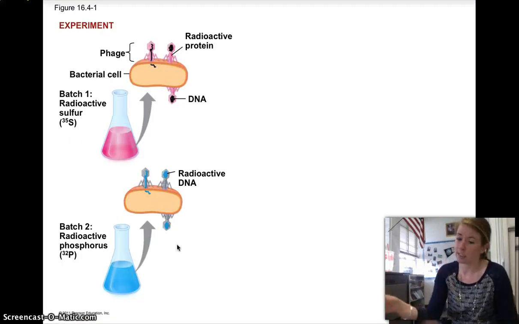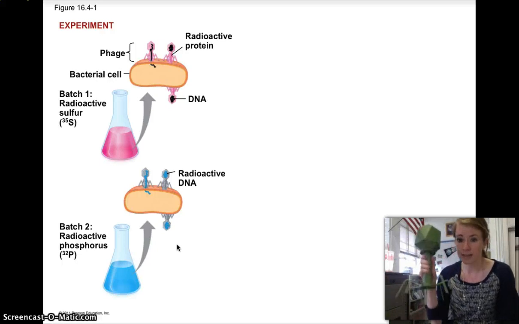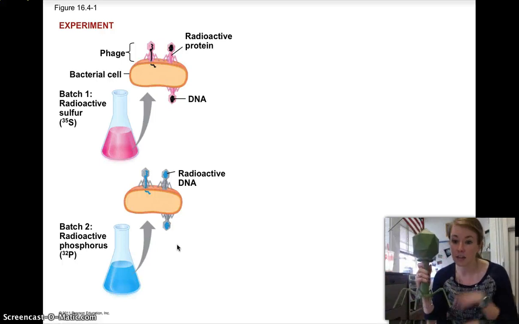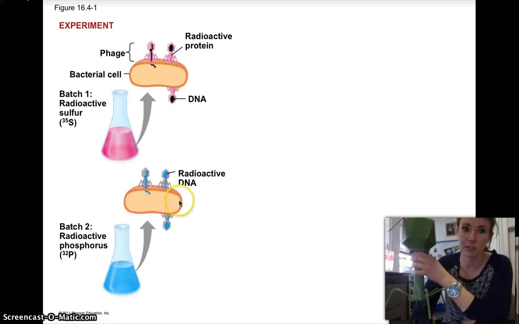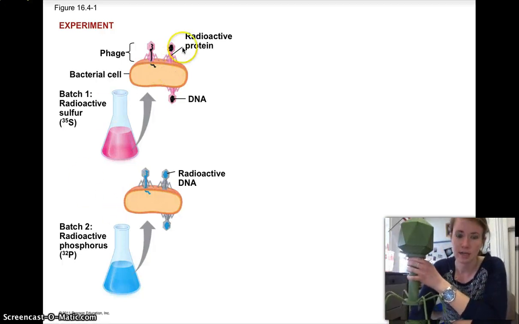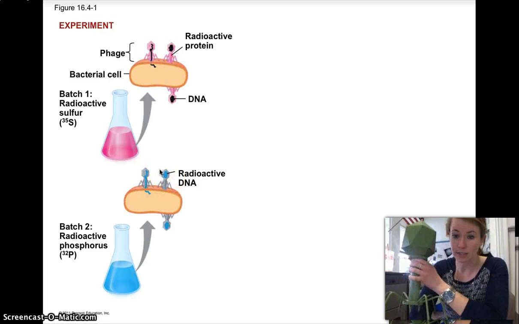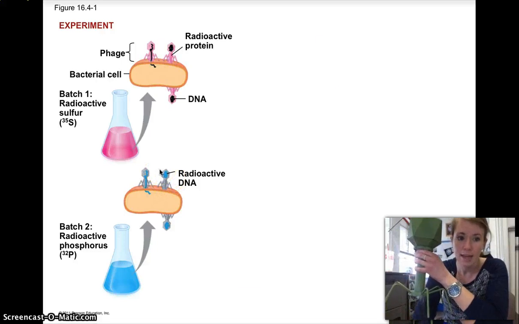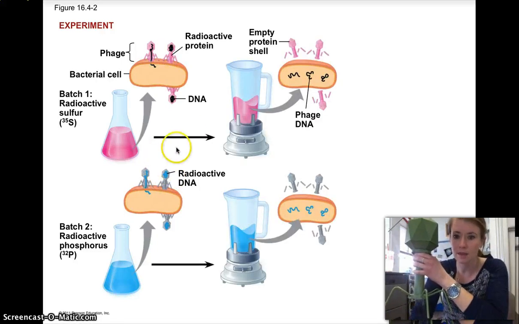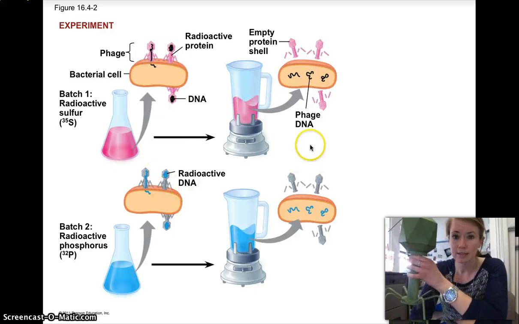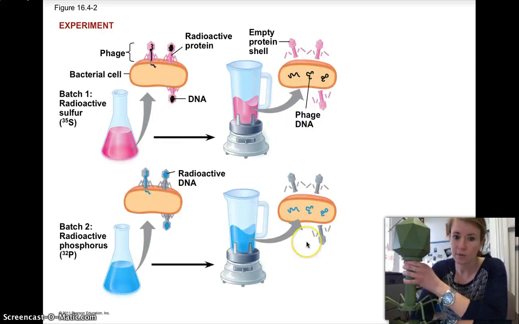So what they did was two different setups. They took the bacteriophage and they basically colored the DNA in one experiment and colored the protein in the other. In the first one, they made the protein radioactive, so it's lit up pink. In the second one, they made the DNA radioactive, so it's lit up blue. Then they mixed them in with the bacteria, and something was injected into both of them.